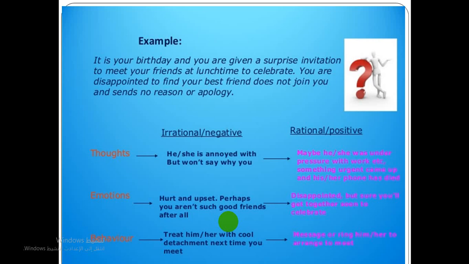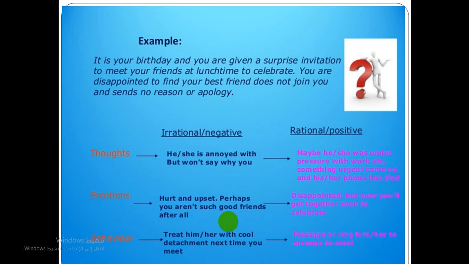Thoughts, negative side: he or she is annoyed with you but won't say why. The positive side: maybe he or she was under pressure with work, or something urgent came up and his or her phone has died.